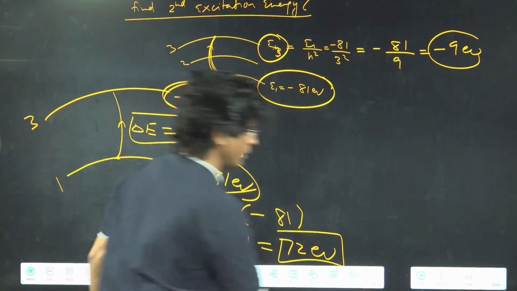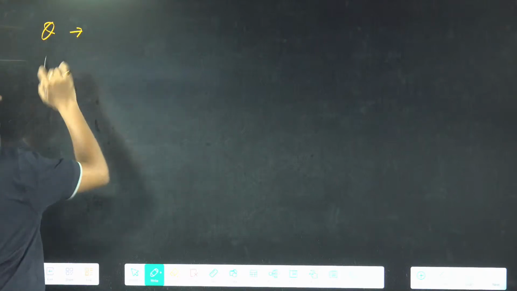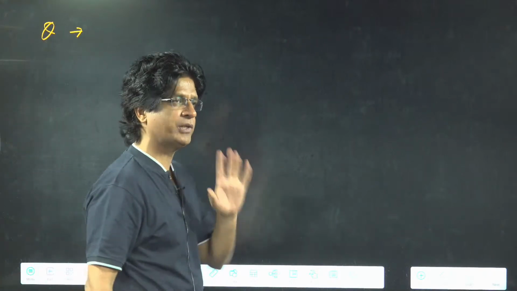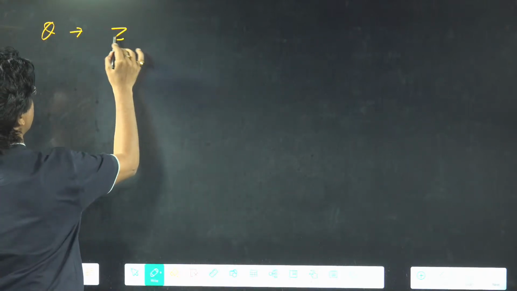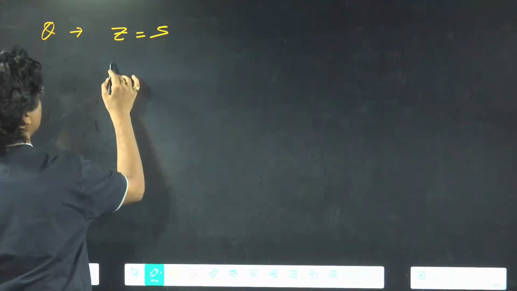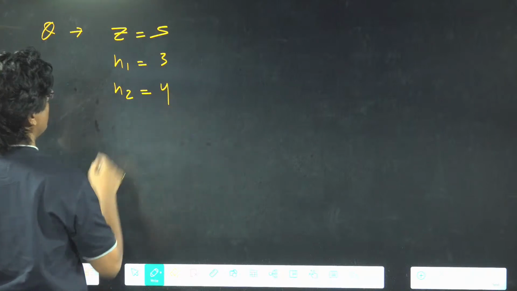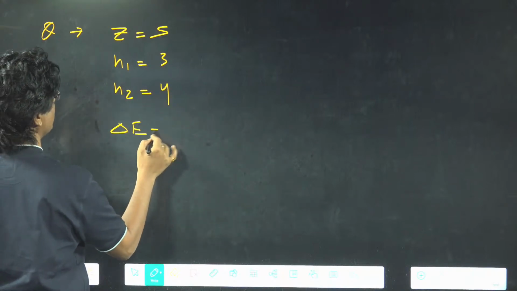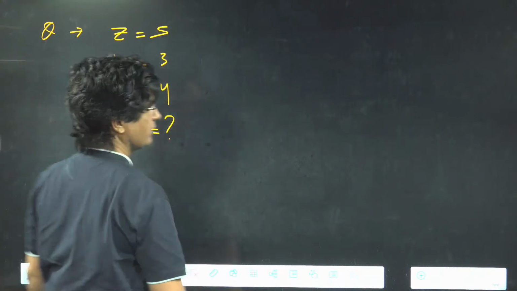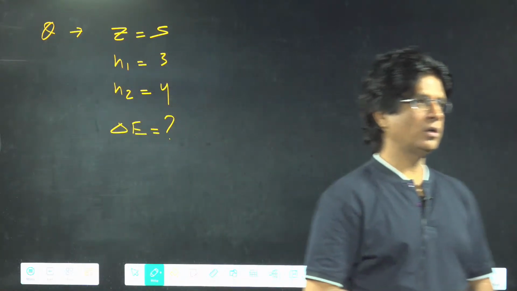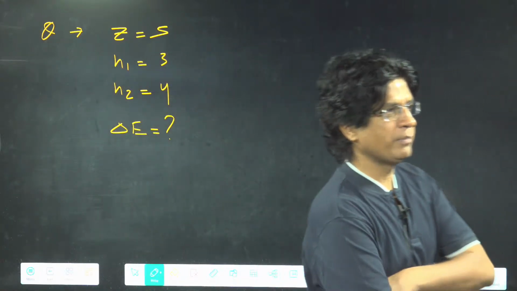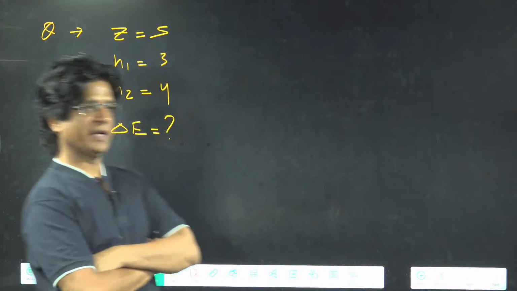Okay, very good. Now see this thing. I'm giving you a question. All these questions are for single electron species. So Z is given as 5, N1 is given as 3, N2 is given as 4. They're asking find delta E, the energy difference between orbit number 3 and orbit number 4 when Z is given as 5.